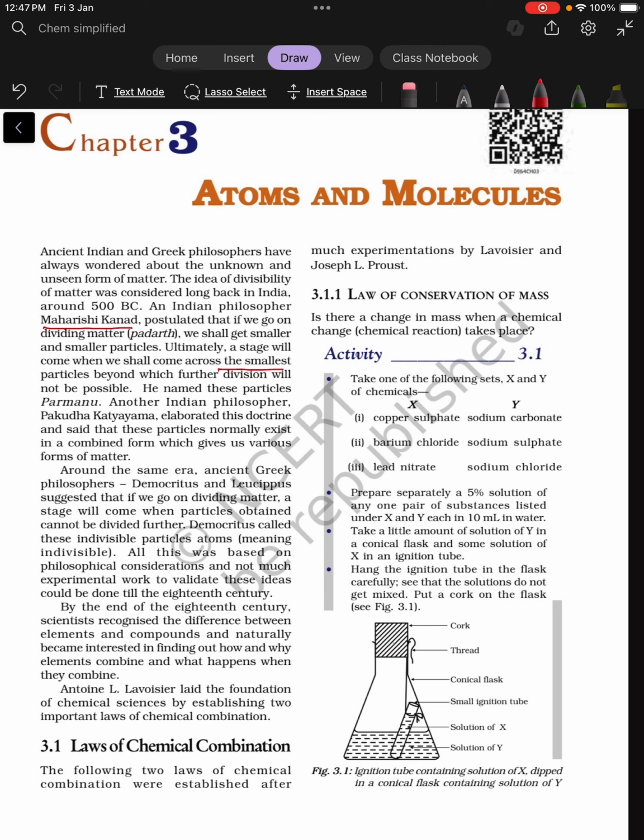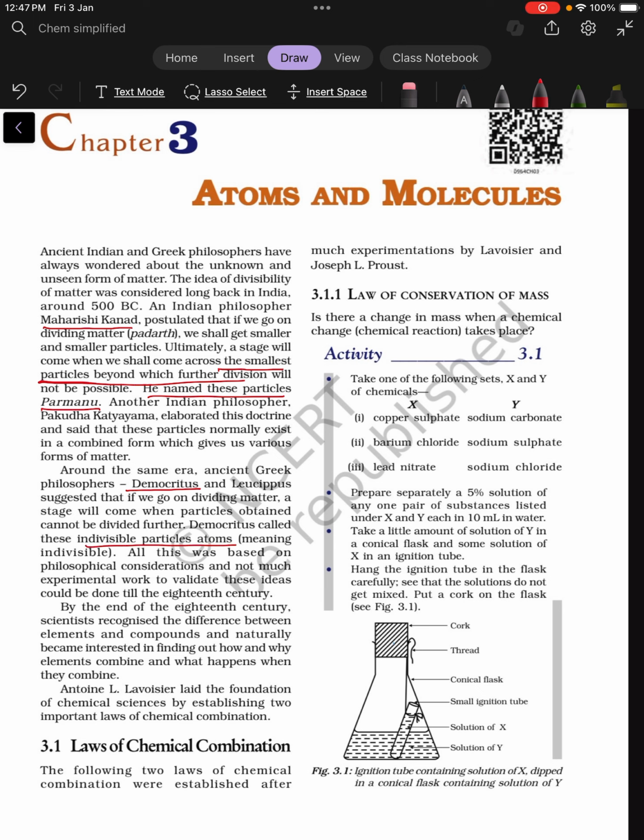comes when the smallest particles cannot be further subdivided. He named these particles as Parmanu. Similarly, another Greek philosopher, Democritus, he named these indivisible particles as atoms.